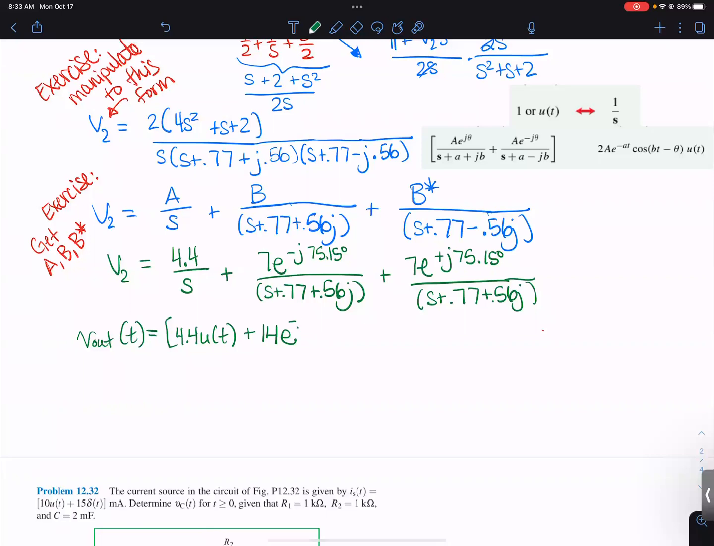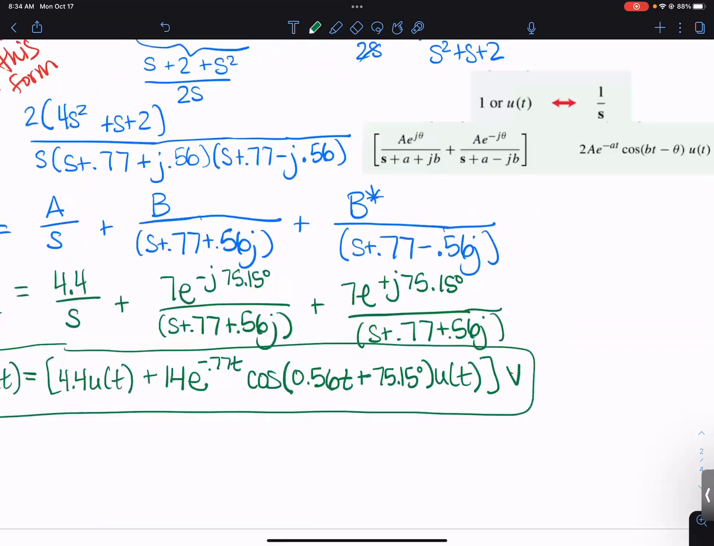Correct, so minus 0.77 T. Cosine, what's small b? 0.56 T, and then what's theta? 75. Is it negative 75? It's going to be a negative 75, so you take the negative and negative, so that becomes a positive 75.15 degrees. And then U of T. Volts.